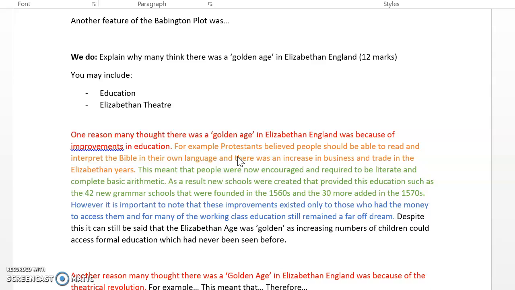So what is a golden age? For me, a golden age implies something good, a time of happiness, of prosperity. Life is improving. There's not a danger. There's not this worry of war. Things are looking up. So for me, the question is asking, what good thing happened in education that means we can say it was a golden age? Was there a revolution? What improvements were there in education and in theatre?